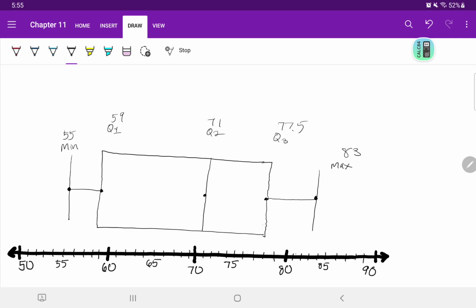All right, guys, that is it. That is it for our 5-number summary, for our box plots, for the interquartile range.